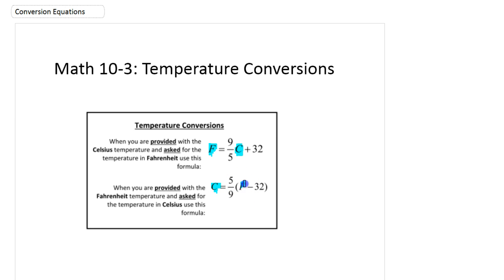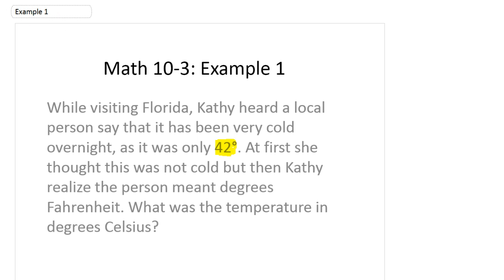So if we're given a Fahrenheit temperature and we're looking for a Celsius, we use the second one. That's described here, and that's all written out for you on your formula sheet, so you want to make sure that you're using it. We were given 42 degrees Fahrenheit, and we want the Celsius, so we're going to use that second formula. Let's go back to our example and calculate.